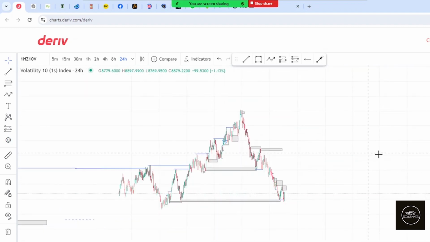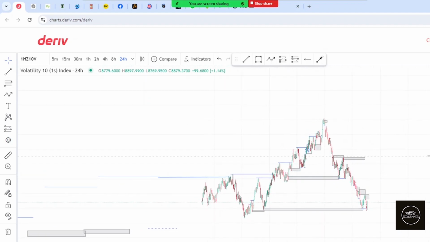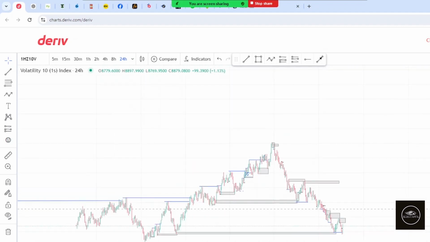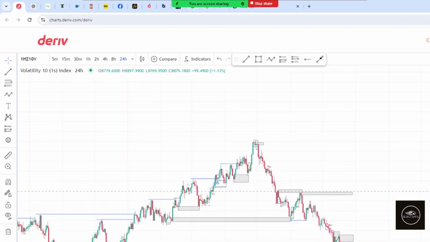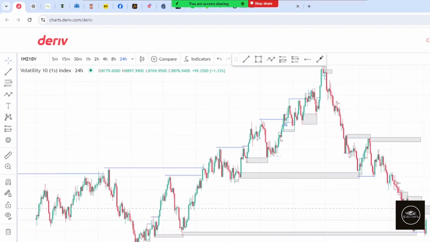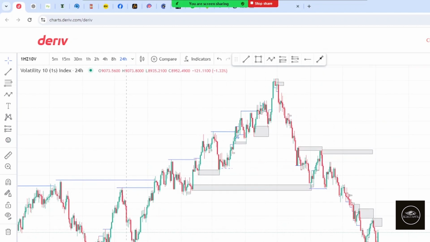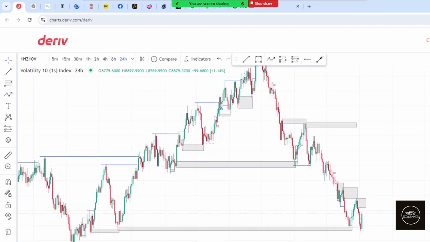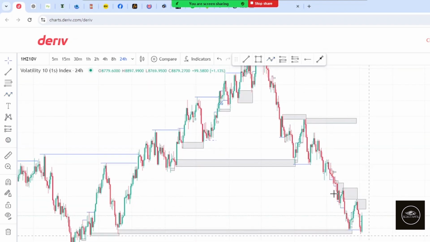Okay, this is the 24 hours already. This is the 24 hours time frame, that's the 24 hours zone. You can see the bullish trend. That's this side, the market is bullish. This side is bullish. This side, the market is bearish. So the market is bearish at this particular side.